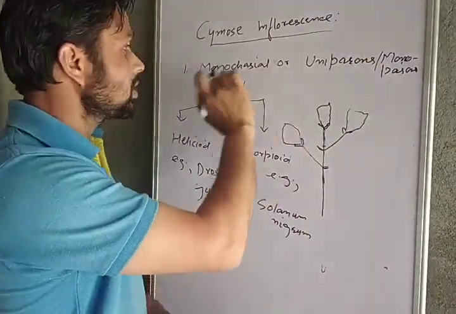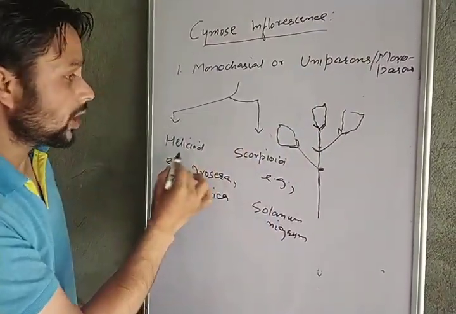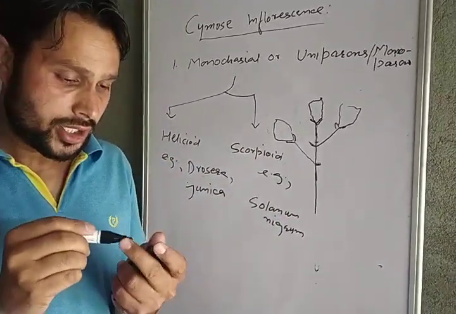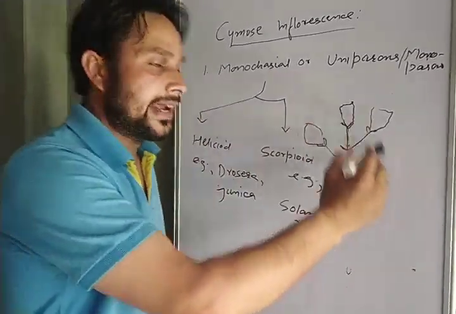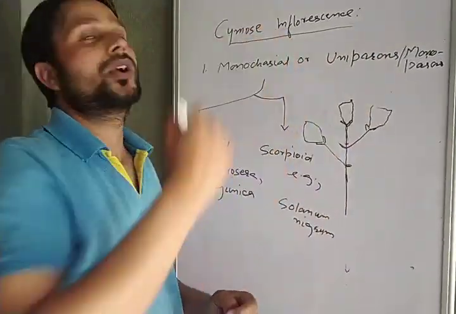Okay, this was monochasal, which is of two types, helicoid and scorpioid. And what helicoid is and what scorpioid is, I have explained. And this is the definition of the monochasal type.